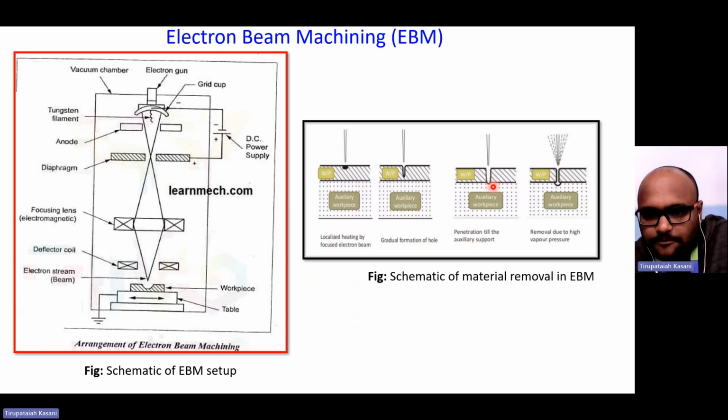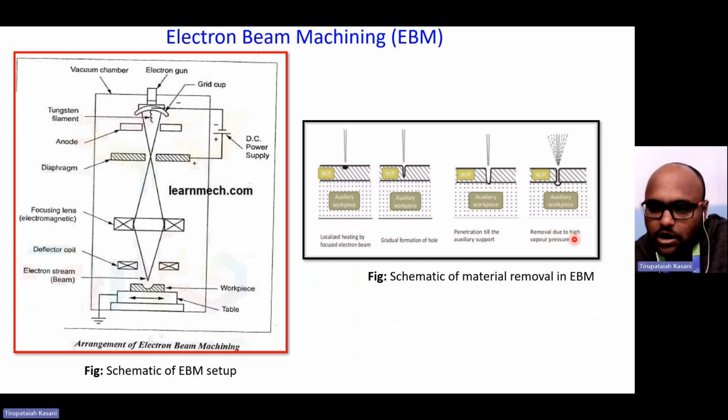Yeah, it has started. If there is no auxiliary workpiece here and it is a table, then the table starts melting. That is the reason why, to avoid that, we use this auxiliary workpiece. The workpiece and the table are protected with the help of this auxiliary workpiece in between.